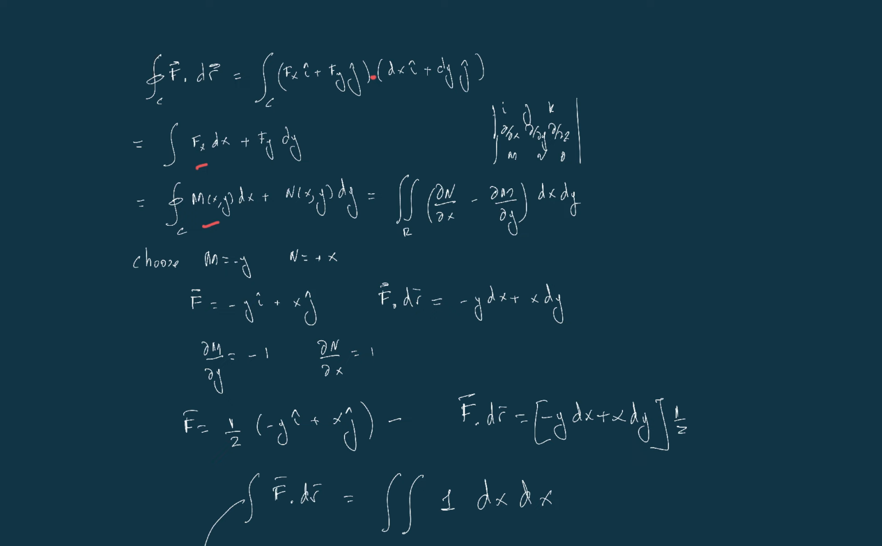Well, M is f of x. This is a vector field. M is the x component of the vector field, and N is the y component of the vector field.